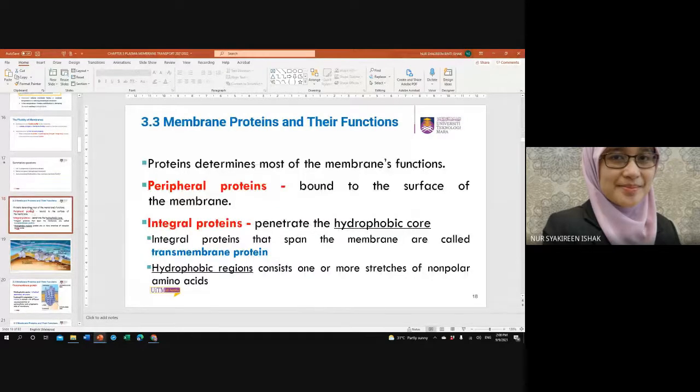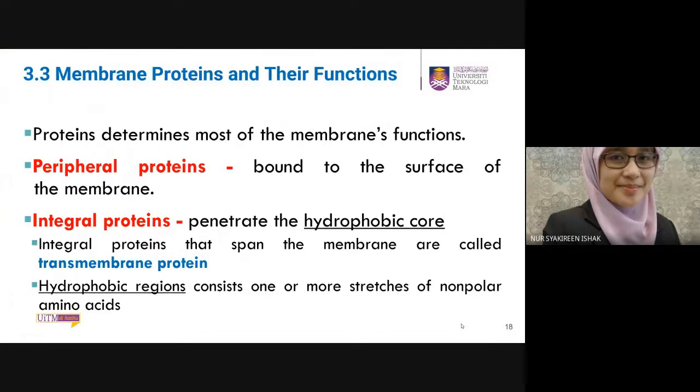Okay, so all right. In this session, we are going to look at subtopic 3.3, which is membrane proteins and their function. Okay, so it says here proteins determine most of the membrane function. Okay, most of the membrane's function. Why does it say like that?